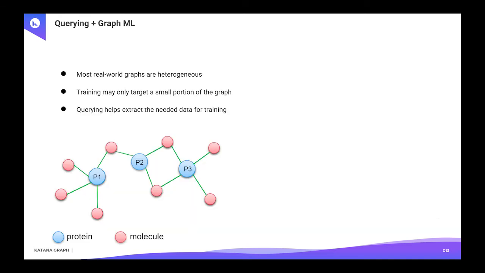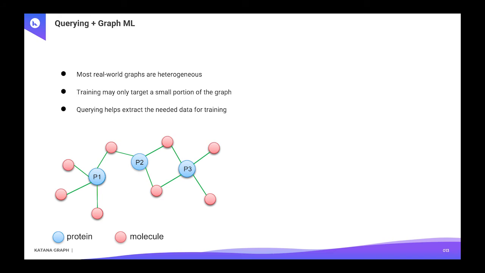Next, I will talk about how graph querying empowers graph machine learning. Most real-world graphs are heterogeneous with various node and edge types and properties. So training certain models may not need all the data. So querying is a powerful way to extract data needed by the training pipeline.